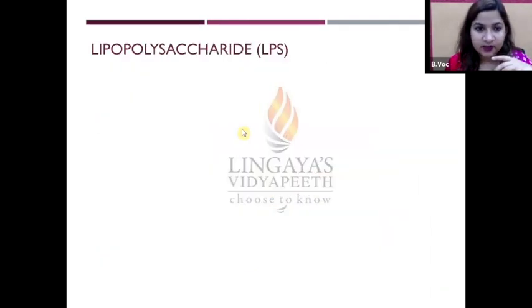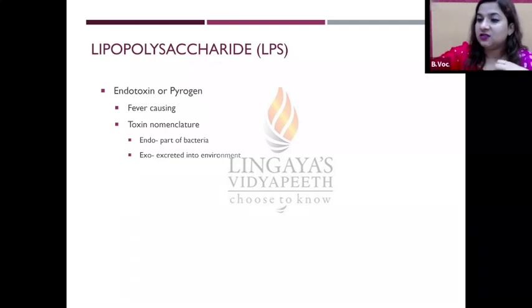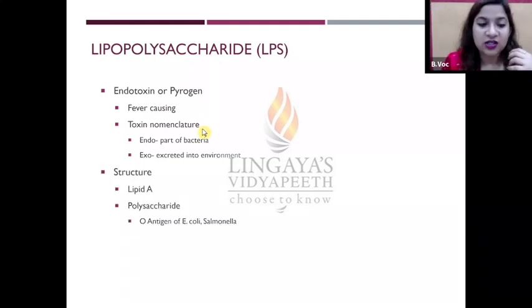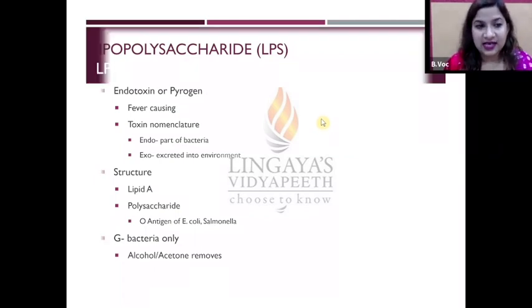All right. Now talking about the lipopolysaccharide. Lipopolysaccharide layers are present in the cell wall. It is endotoxin, pyrogenic in nature, which is fever causing, you can say. It has a toxin nomenclature. Endo means part of the bacteria, the inner part of the bacteria, and exo means the outside or into the environment. So the lipopolysaccharide consists of a lipid and polysaccharide and is found in gram-negative bacteria only. It is removed by alcohol or acetone from the bacterial cell.